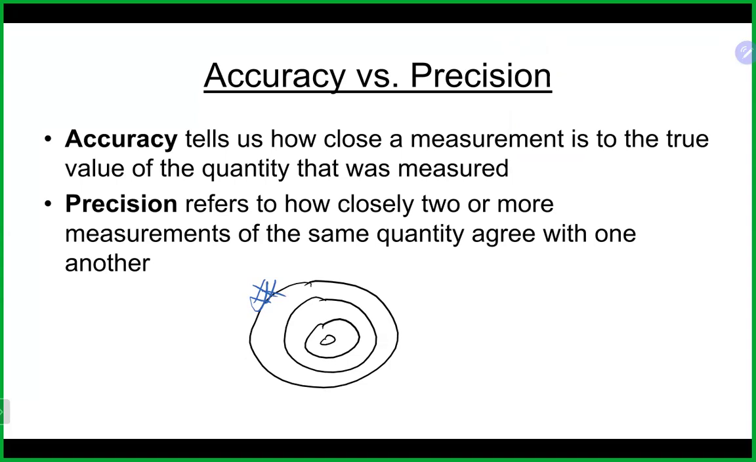Which means you could definitely be pretty precise and do something, like I said before, over and over the exact same way. You'll get the same result. That old saying, right? If you do something the same time over and over again, you're going to get the same results, right? So you can definitely be precise, but not very accurate.